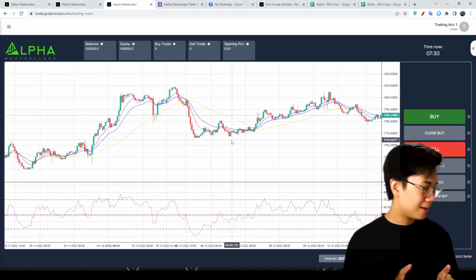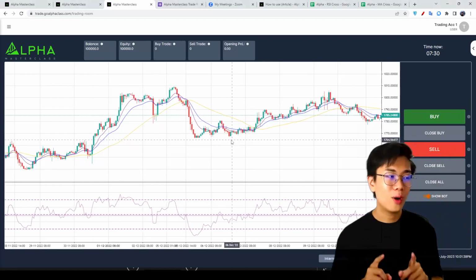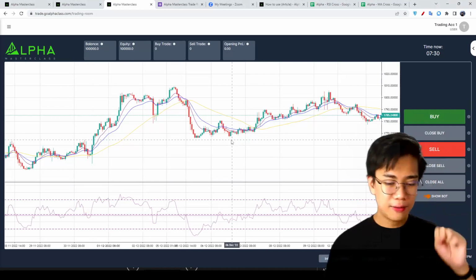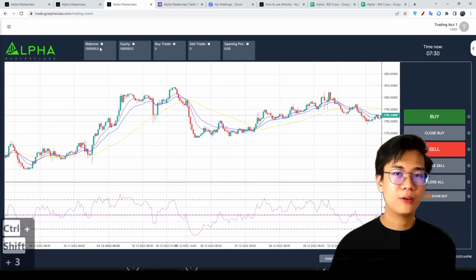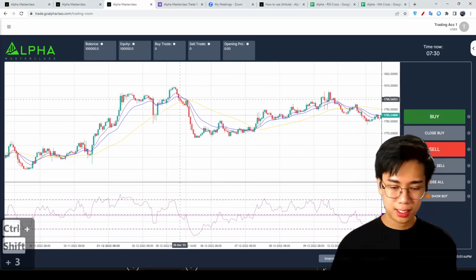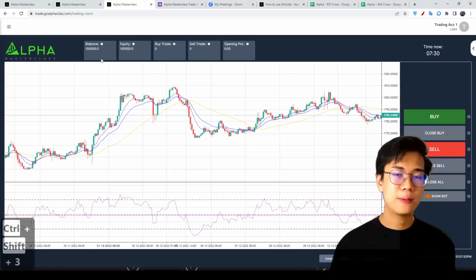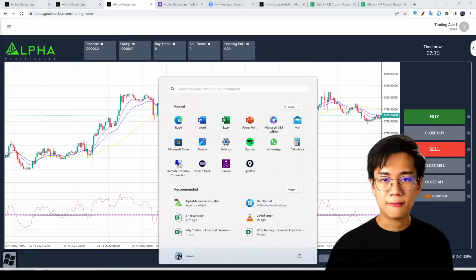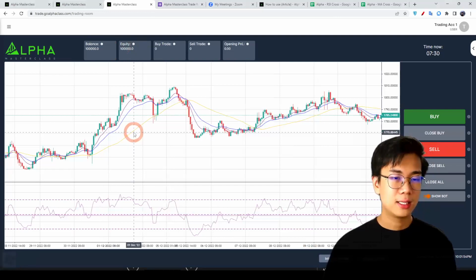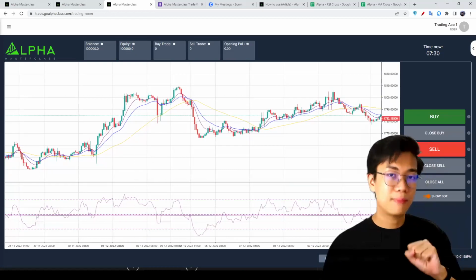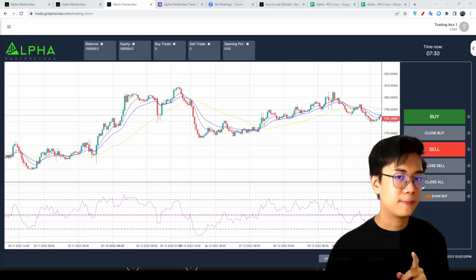Now, let me repeat again. What are the tools that you guys are having in your hand? Every single one of you will have a capital of 100,000 in the account. With a 100,000 account, you are able to trade 10 buy and 10 sell trades.